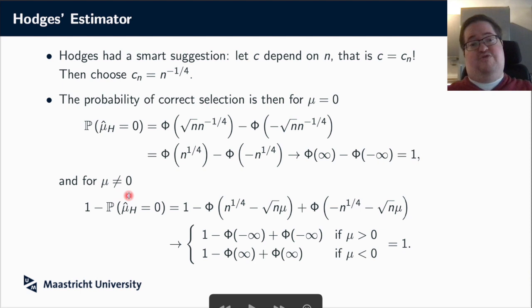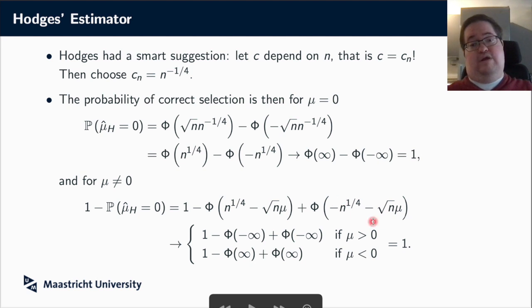But on the other hand, of course, for mu not equal to 0, the probability of setting it not equal to 0 also converges to 1 if the true mean is indeed different from 0. Take any fixed value for the true mean here. Because we have a square root n in front here and only n to the power 1/4 here, this will increase faster than this first part, and therefore this part will dominate. So because there's a minus in front, if mu is positive, this will go to minus infinity. If mu is negative, then this will go to infinity.